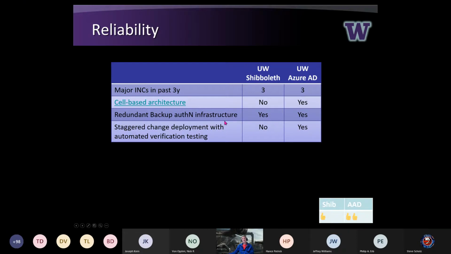Redundant backup authentication infrastructure, but to my knowledge, UW has not deployed this yet. So even with the container thing, it's a no here at the UW. Redundant backup authentication infrastructure, both have that today. And then the staggered change deployment with automated verification testing, our UW Shibboleth does not have that, but Azure AD does have that. You can derive that Azure AD has both of these from reading the after action reports on the most recent Azure AD incidents.